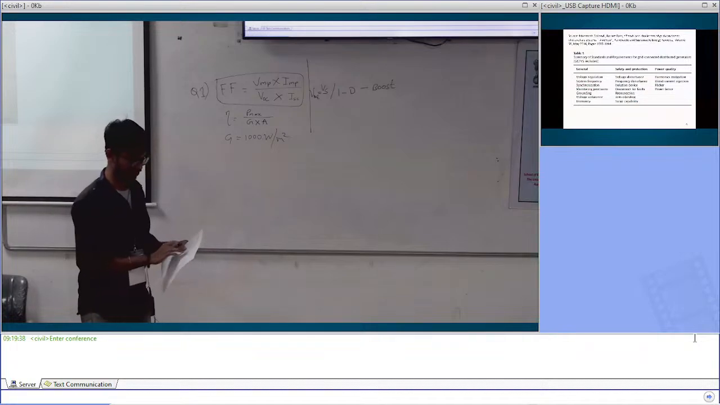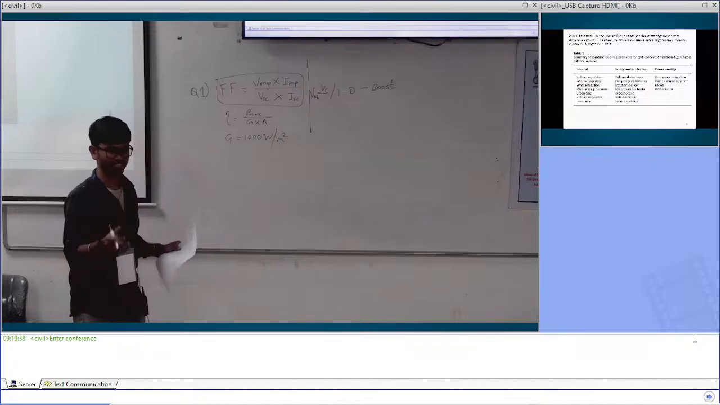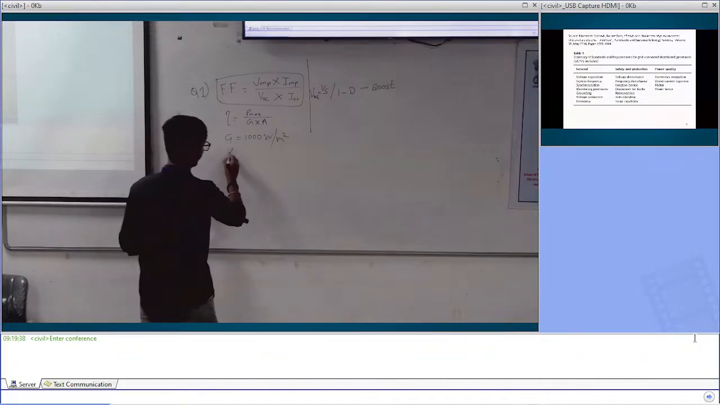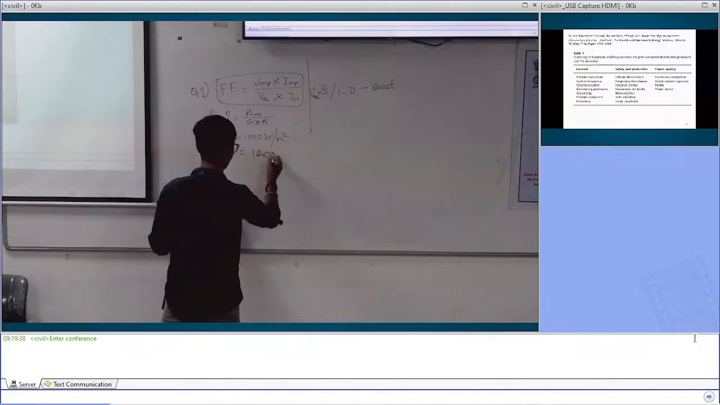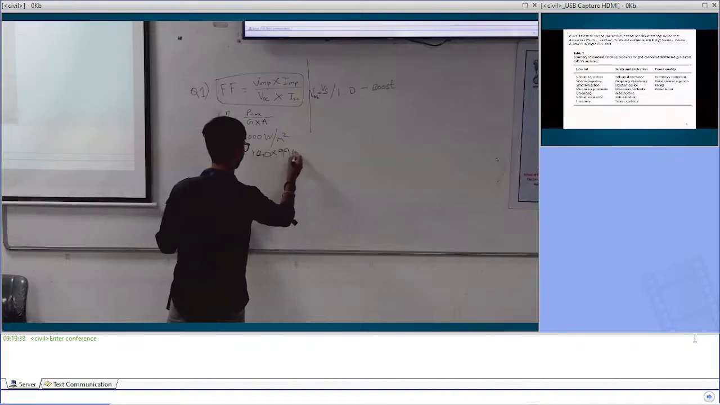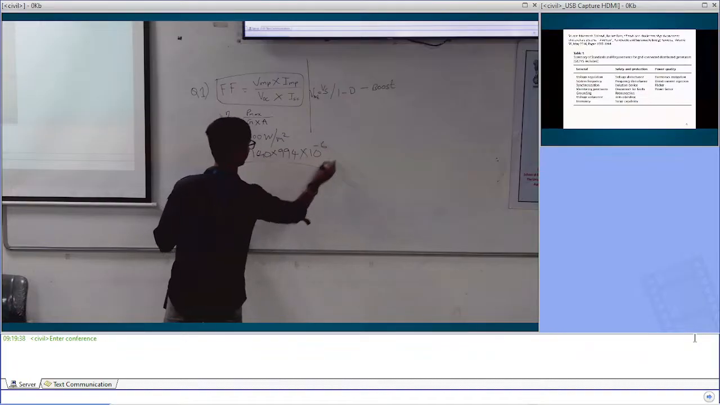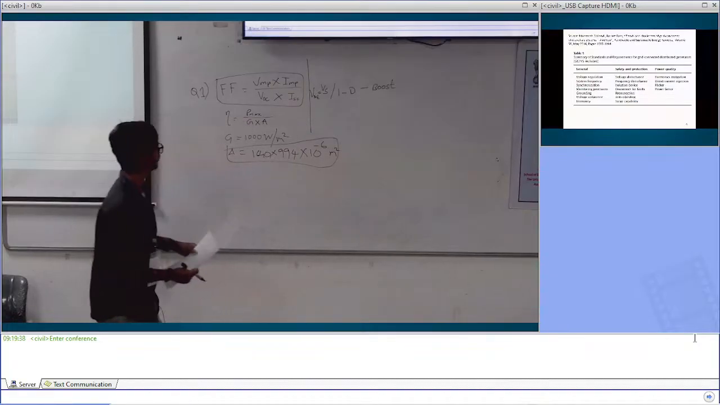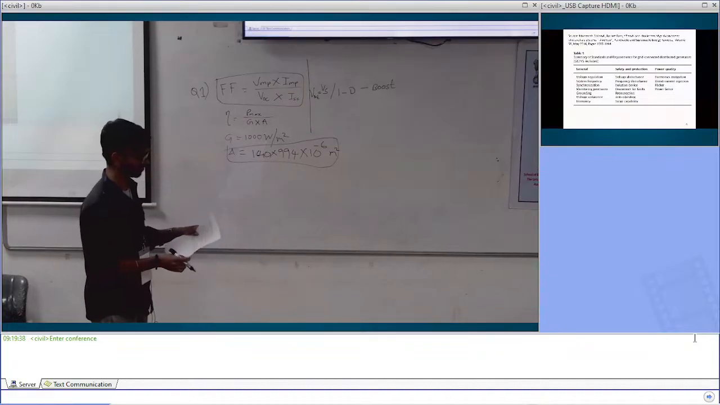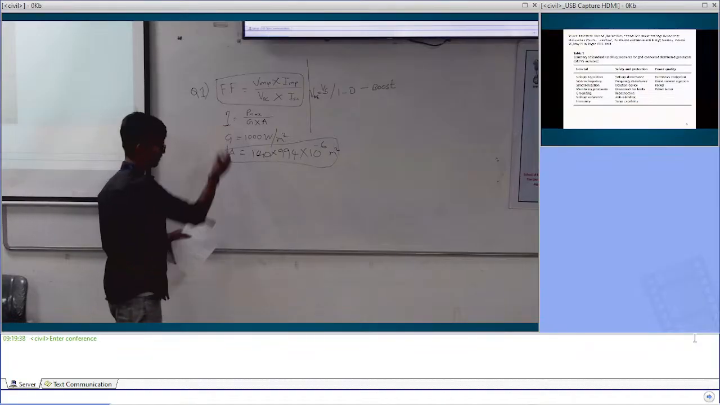And we have given the dimensions: length and width and thickness. Then the area of the panel would be this many meter square. P max we can get from multiplying the VMP and IMP. With this we can find the efficiency.